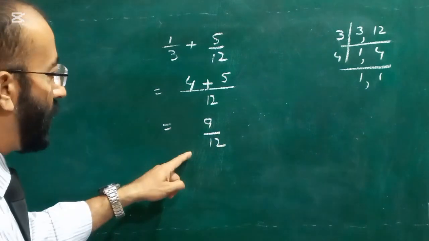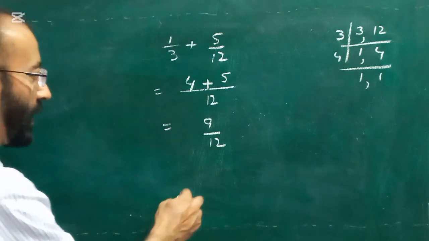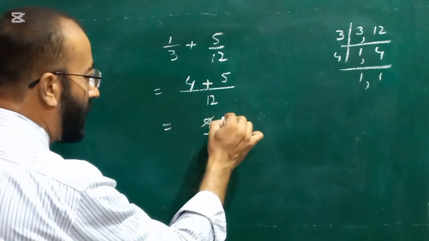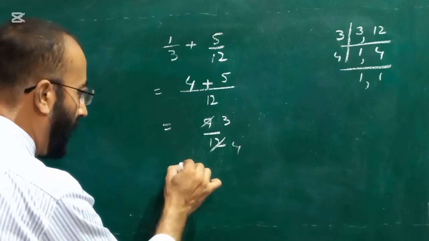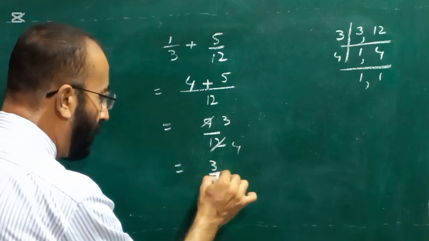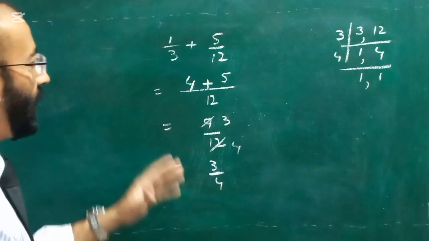So this is the fraction now. These two numbers are coming in the same table, so we will cancel them. So 3 threes are 9 and 3 fours are 12. So the answer is 3 by 4, which is the simplest form of this fraction. So this is the answer.